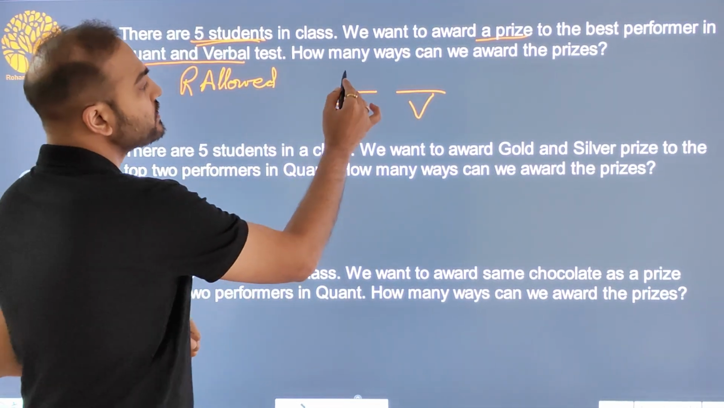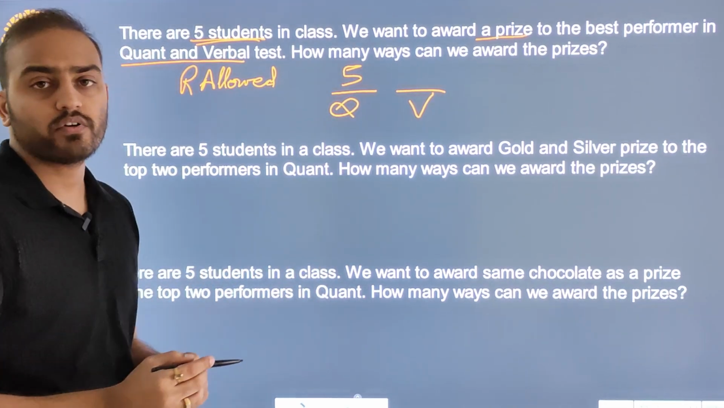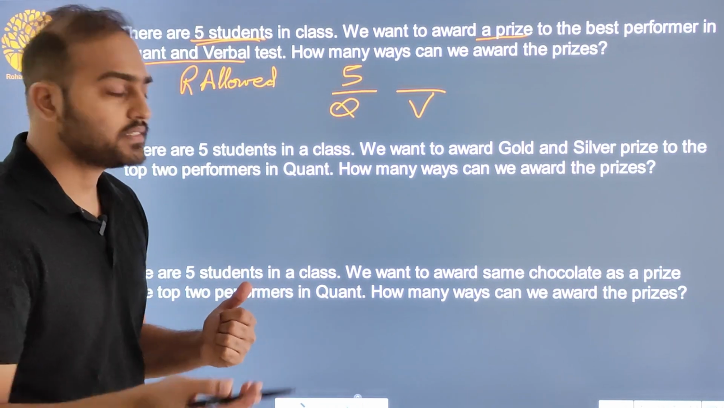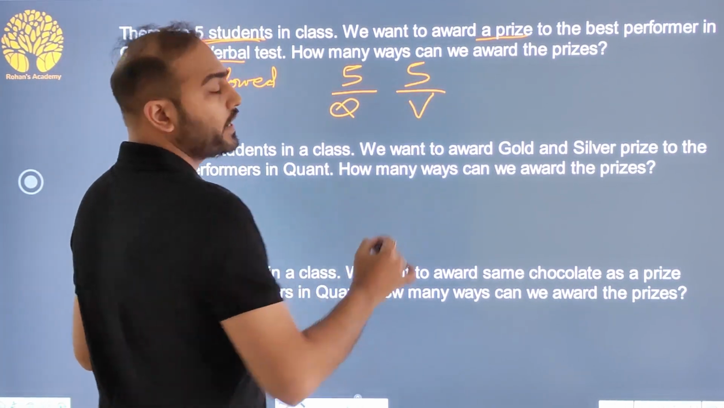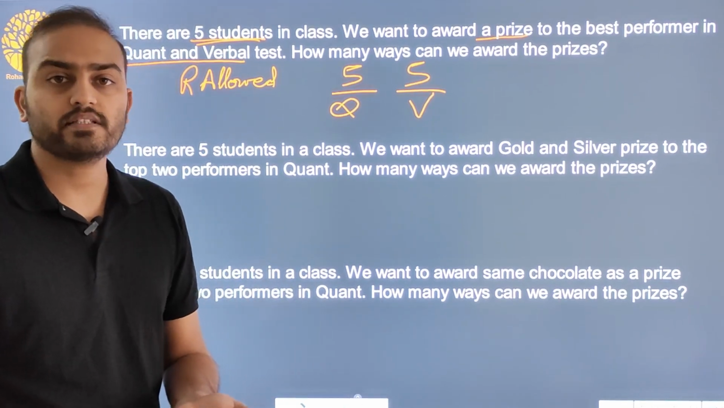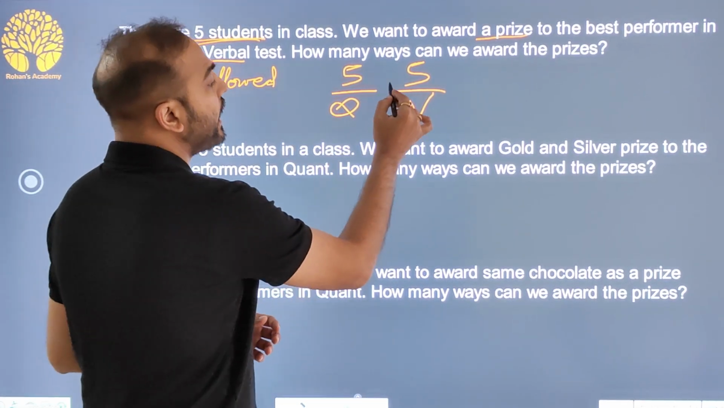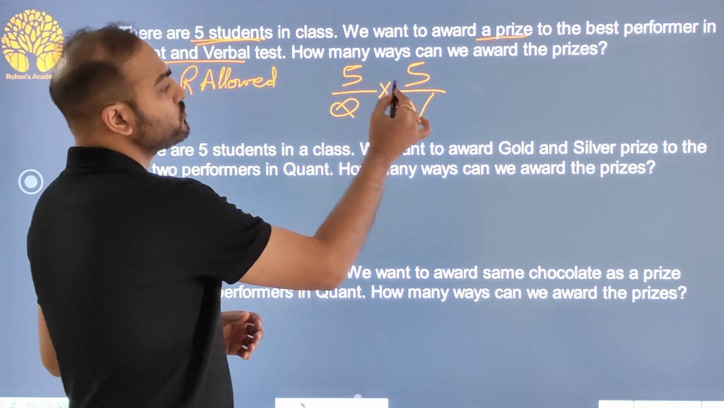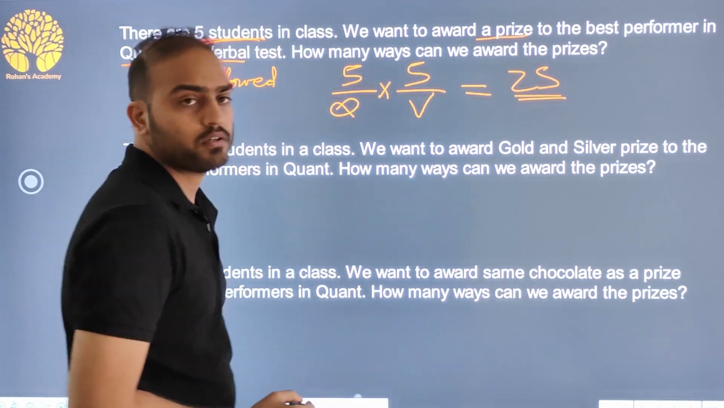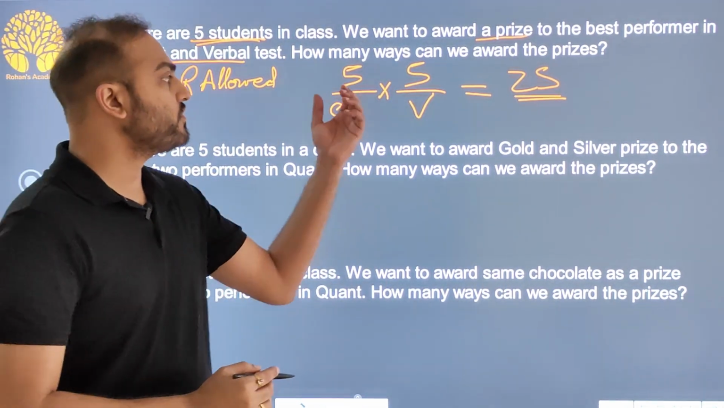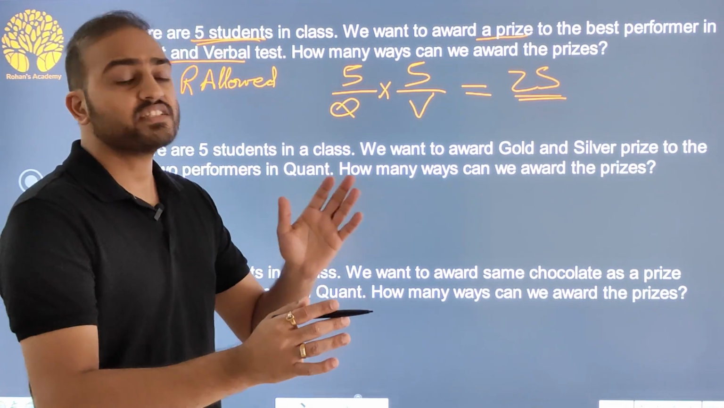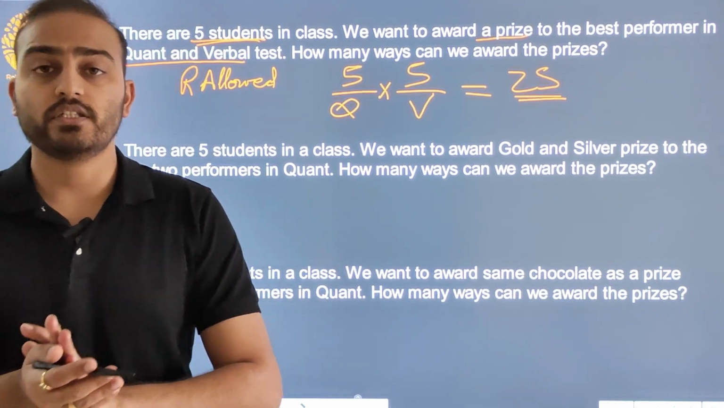Now, for the quant test, how many options do I have? 5. Any one of the 5 students can get the quant prize. Similarly, for verbal, again we have 5 options because any one of the 5 can win those prizes. And since I want this and this, total cases become 5 into 5, that's 25. So this is what we understand from repetition allowed.